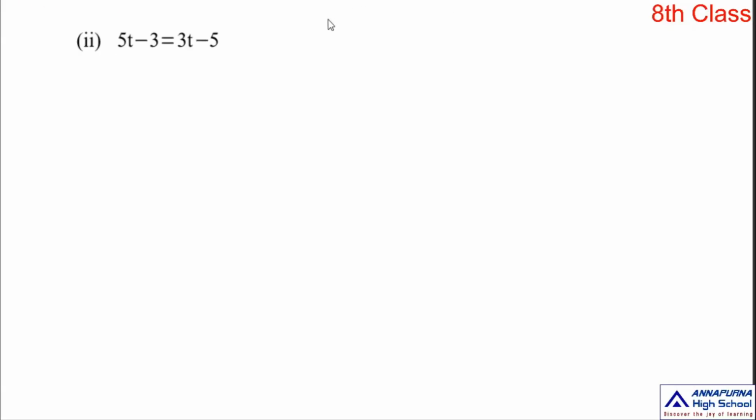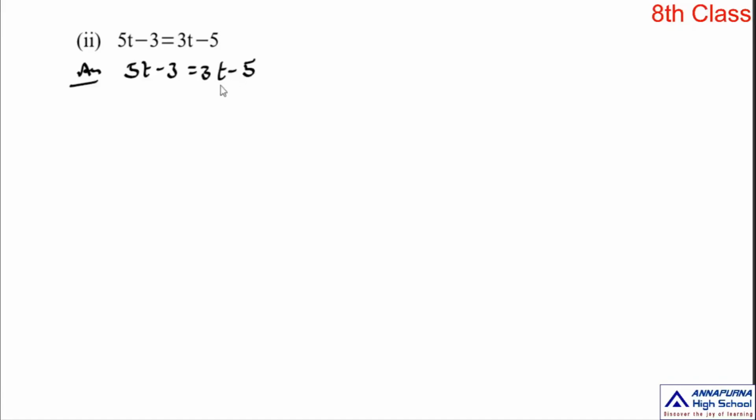Here the second equation is 5t minus 3 is equal to 3t minus 5. First write down the given equation: 5t minus 3 is equal to 3t minus 5. Okay, follow the steps. On the left side part, are there any like terms? There are no like terms. On the right side, are there any like terms? No like terms.